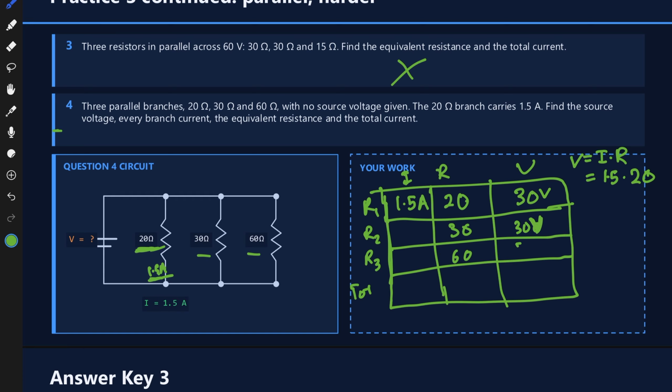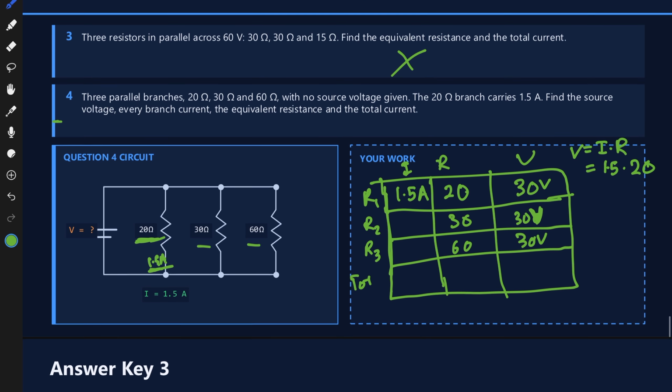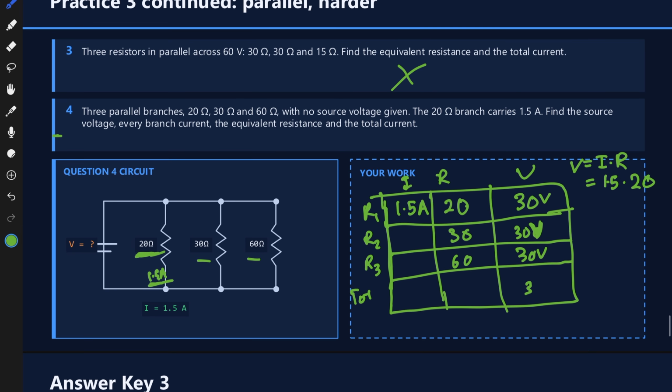So each of these is going to be 30 volts, right? That's how parallel circuits work. Same voltage all the way across. And then we could find out each current here. So 30 volts here, 30 volts, so I is equal to V over R. 30 volts divided by 30 ohms, that's 1 ampere. 30 volts divided by 60 ohms, 0.5 amperes. In total, 3 amperes, right? You add currents for parallel circuits.